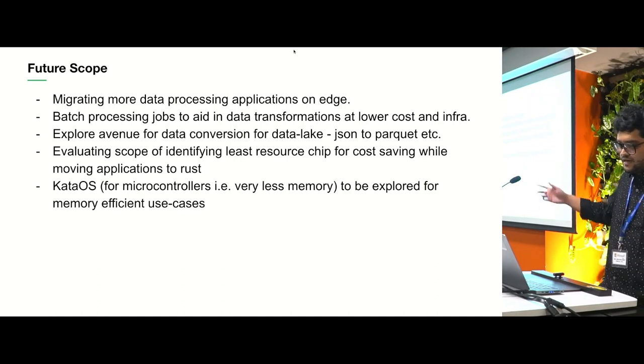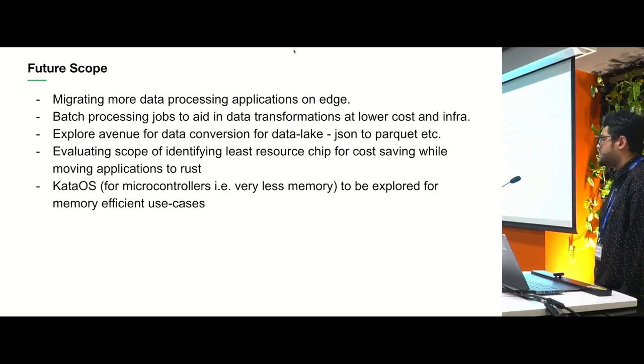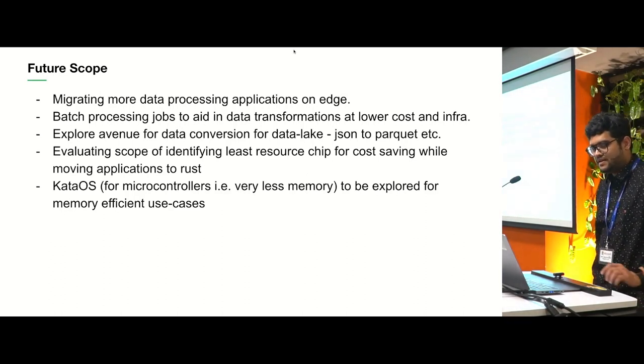And the other venue is data conversion of JSON to Parquet. Parquet data is what we need to process big data and it's good for aggregation. So we want a converter that converts JSON to Parquet. And Rust seems to do the trick here. We want to use Rust for that as well, right?